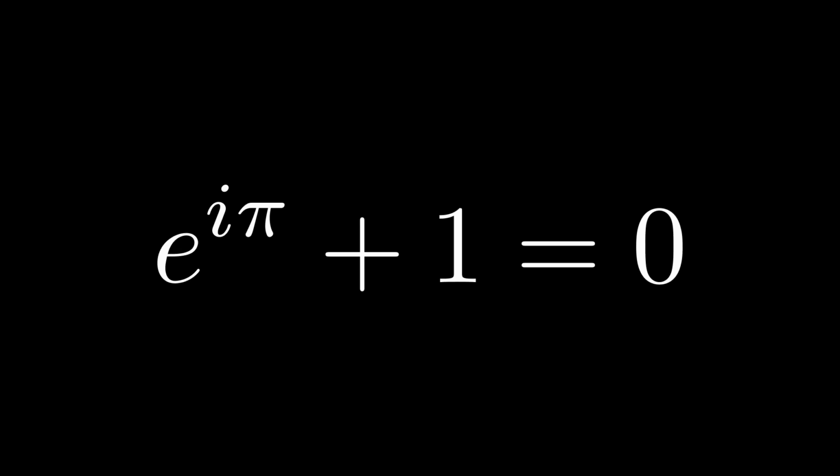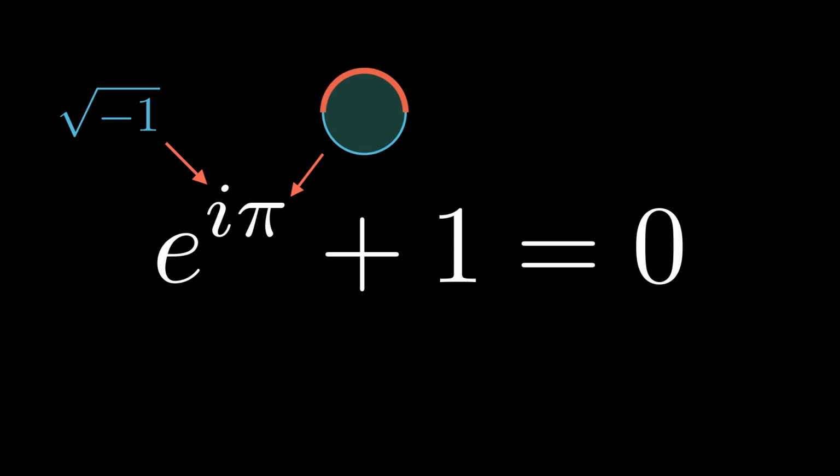The exponent, well, that's the square root of minus 1 multiplied by the area, or half the circumference of a unit circle. But what is e? And what does it even mean to raise it to the power of an imaginary number? That's what I'll discuss here.